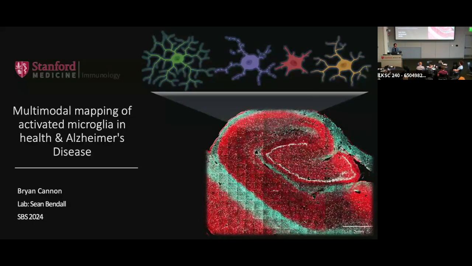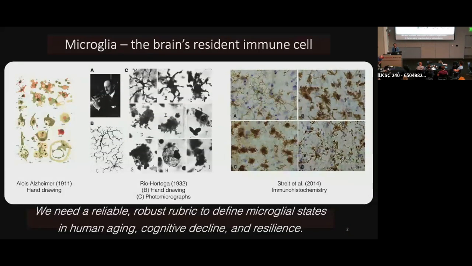I'm a PhD student. Today I'm going to talk to you about multimodal mapping of activated microglia in health and Alzheimer's disease. So microglia, if you don't know, are the brain's resident immune cell, most akin to macrophages. They have lots of roles in neurodevelopment, disease, injury, and neurodegeneration.